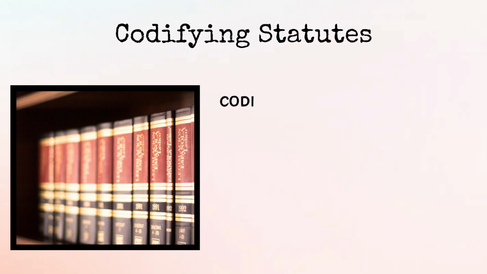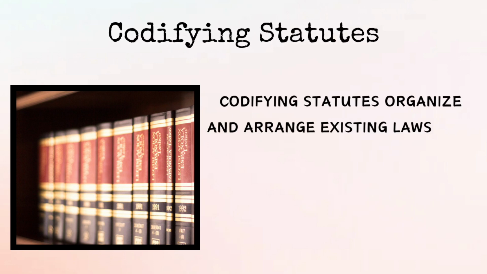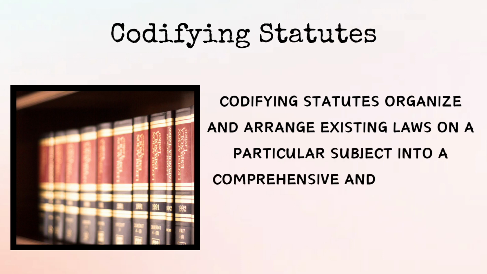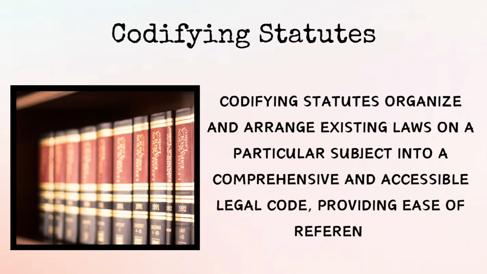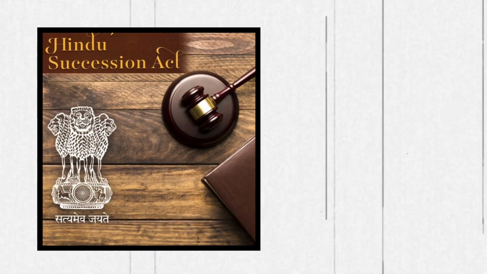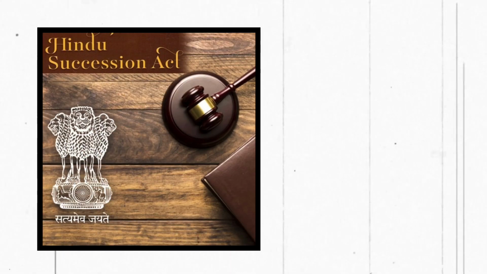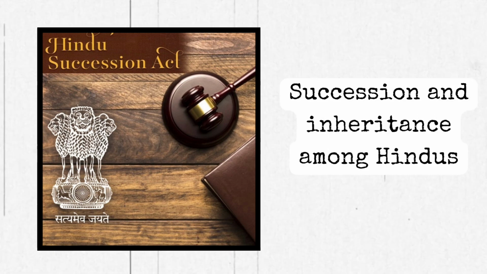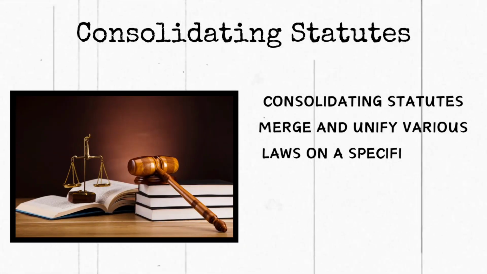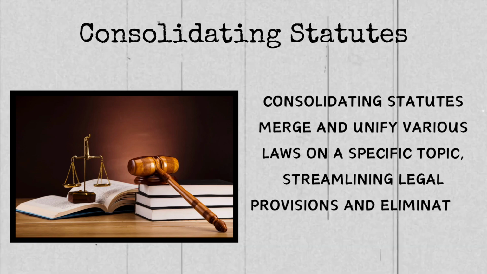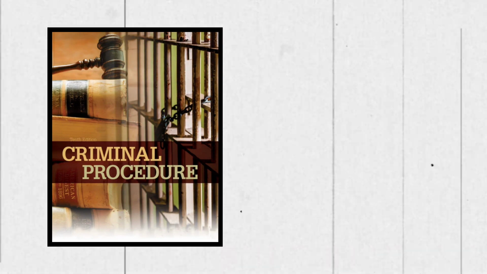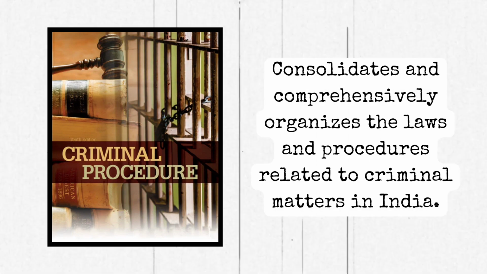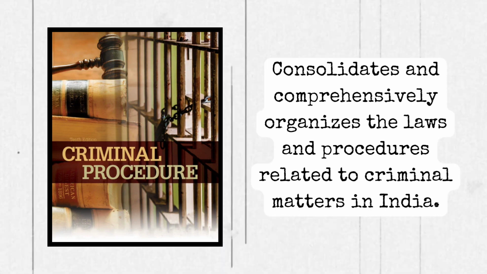Codifying statutes. Codifying statutes organize and arrange existing laws on a particular subject into a comprehensive and accessible legal code, providing ease of reference. For example, Hindu Succession Act 1956 codifies the laws related to the succession and inheritance among Hindus. Consolidating statutes. Consolidating statutes merge and unify various laws on a specific topic, streamlining legal provisions and eliminating redundancy. Example: the Code of Criminal Procedure 1973 consolidates and organizes the laws and procedures relating to criminal matters in India.